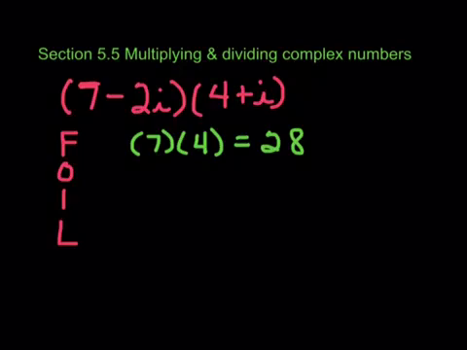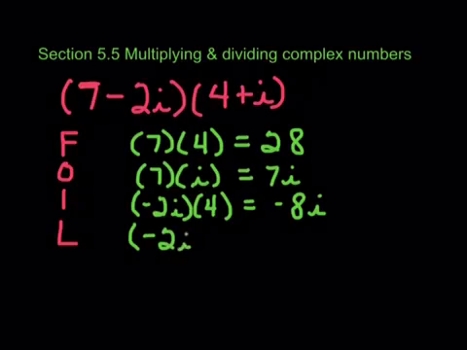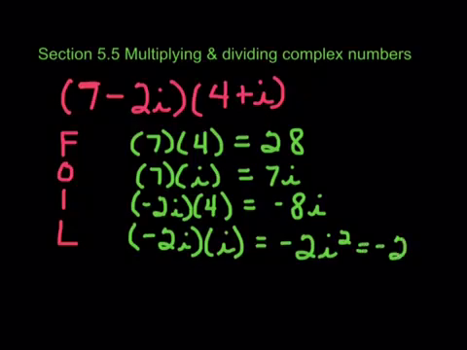Outer, we're multiplying 7 times i, giving us 7i. Inner, we're multiplying negative 2i times 4, giving us negative 8i. And last, we're multiplying negative 2i times i, giving us negative 2i squared. Let's go ahead and simplify that to negative 2 times negative 1, which equals 2.